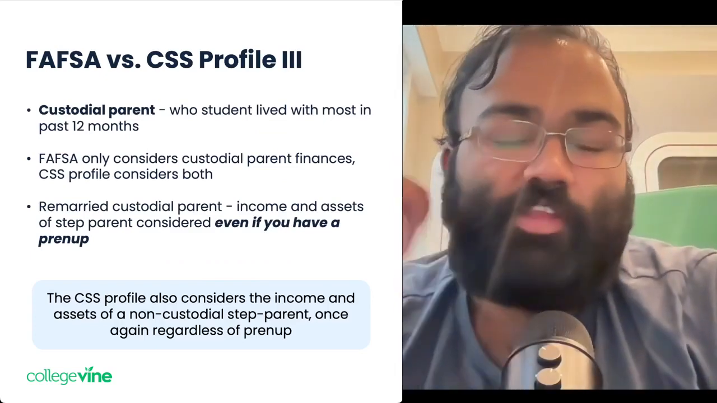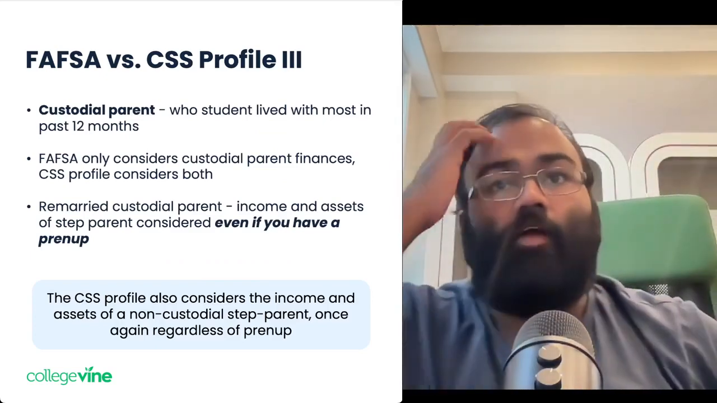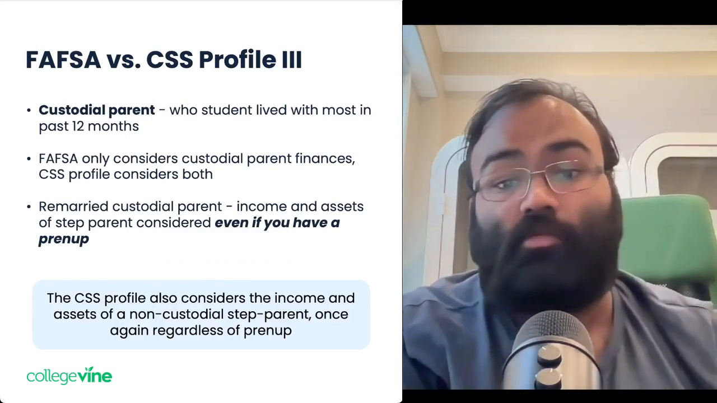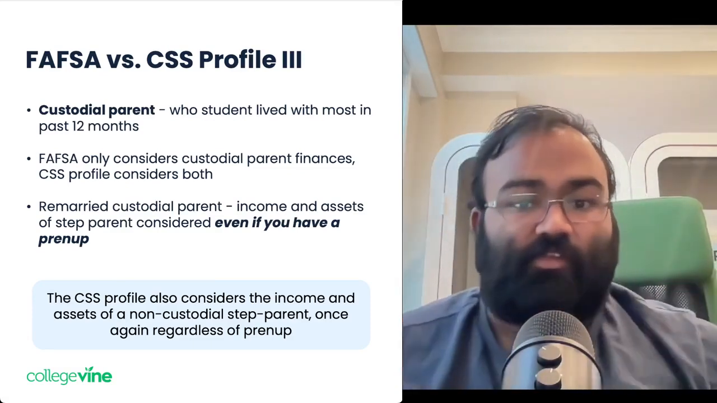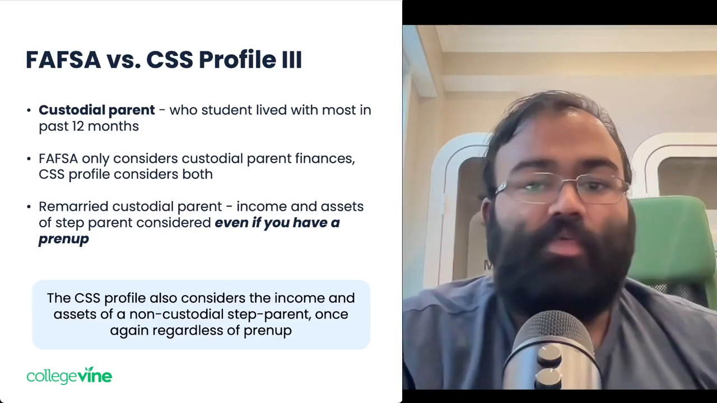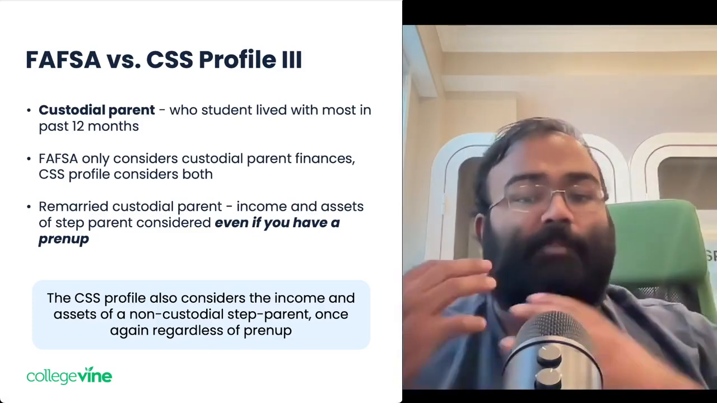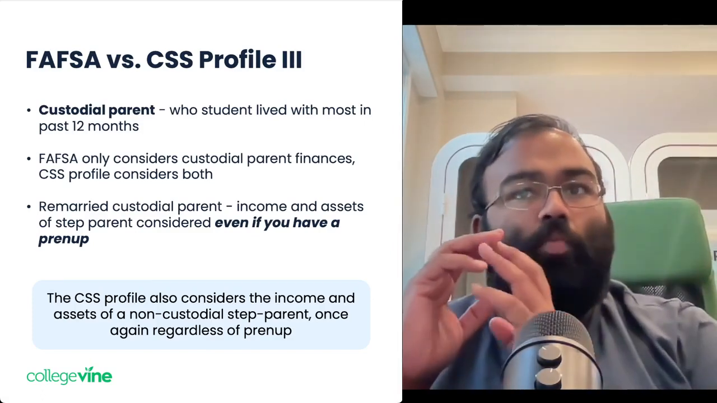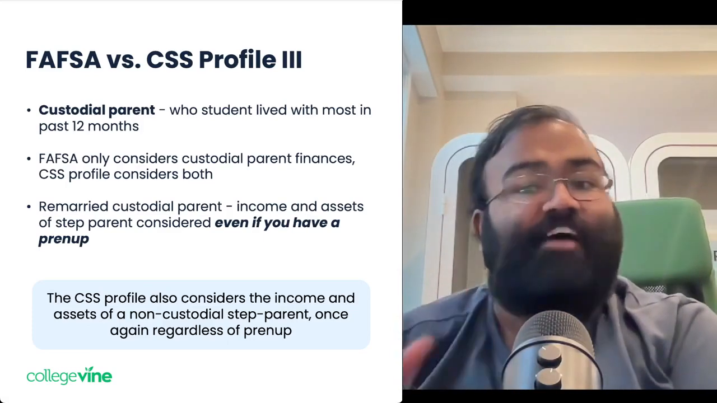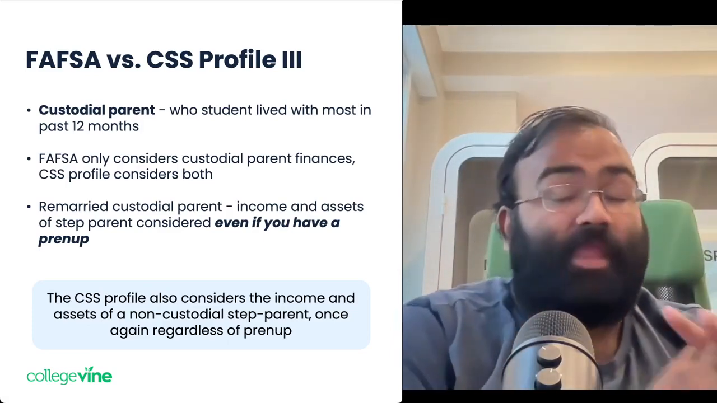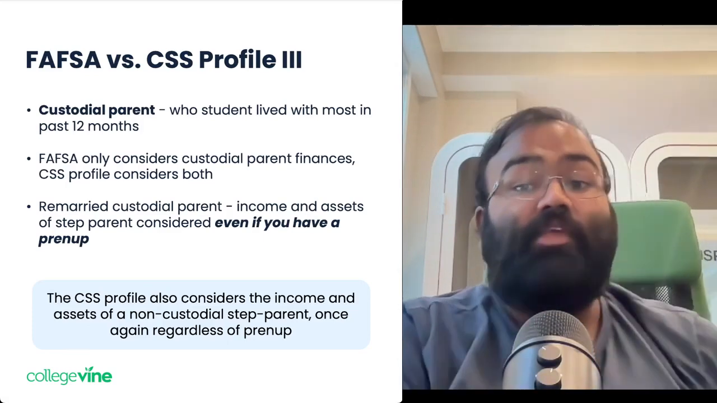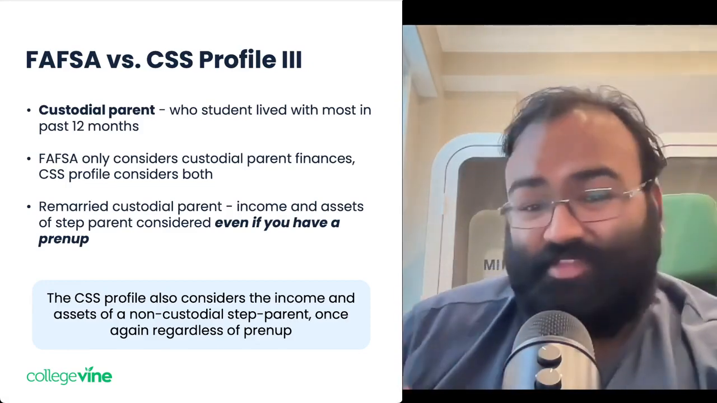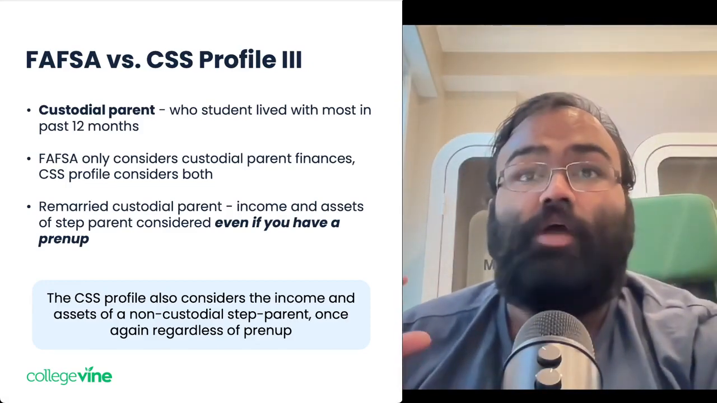Now, let's talk about the situation for divorced parents, because that's really the other major difference between the FAFSA and the CSS profile, and one of the reasons why the CSS profile is just much less generous. Okay, so before we get into the differences, you have to know the term custodial parent. This is, in the context of financial aid applications, the parent who the student lived with the most in the past 12 months. So if the student lived with one parent for 6 months and 1 day, and one parent for 5 months and 30 days, the parent who the student lived with for 6 months is the custodial parent.